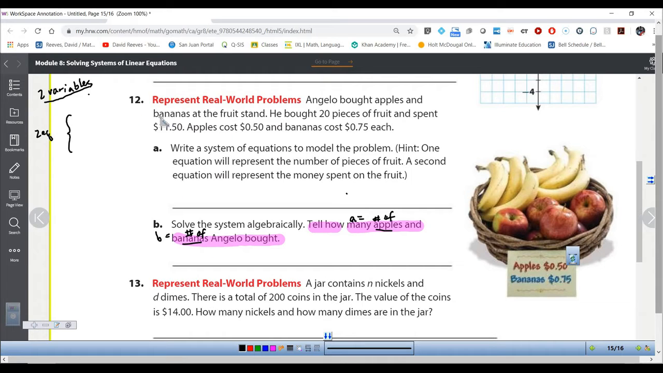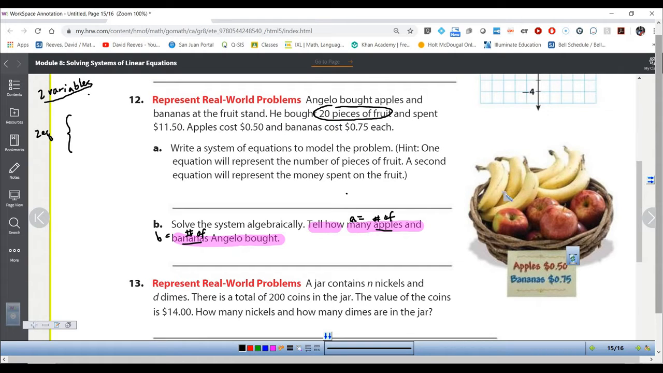All right, so now we're going to look for two equations. Let's go back and see what they told us. It says Angelo bought apples and bananas. Yeah, we're good. All right, he bought what? He bought 20 pieces of fruit. Well, what is that fruit made up of? It's made up of bananas and apples, right? Bananas and apples, and he bought a total of 20.